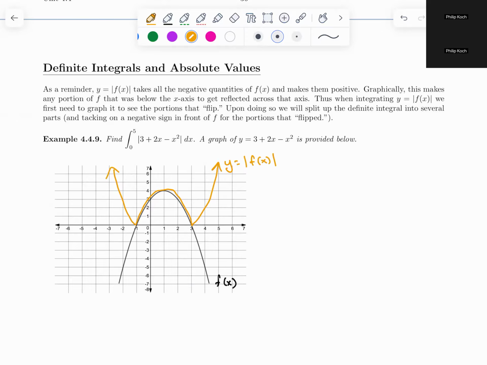So I need to do the integral from 0 to 5, right? I want the area of this region in question, 0 to 5. So that's going to be split up into two pieces, right? There's this piece and this piece. Now, the graph is given to us here, so we already know that we just need to split it up based on 3.